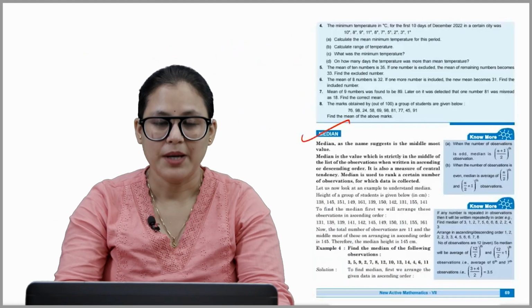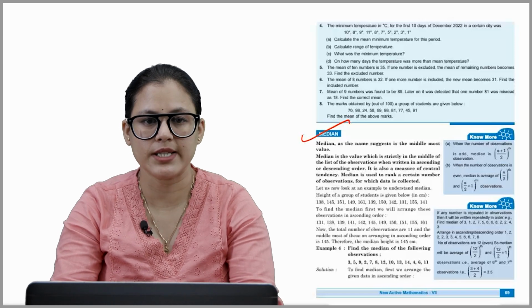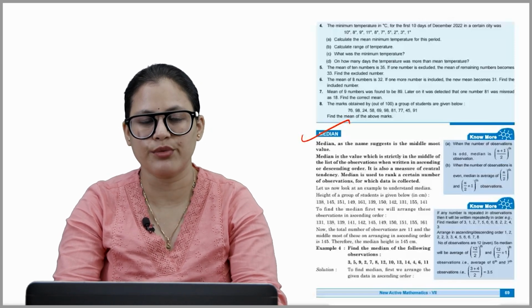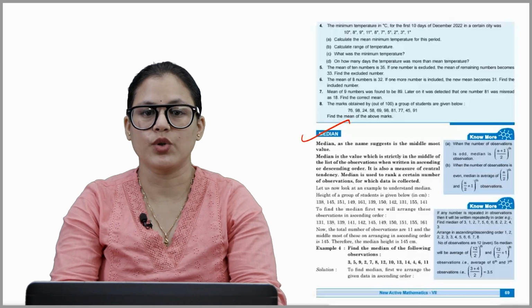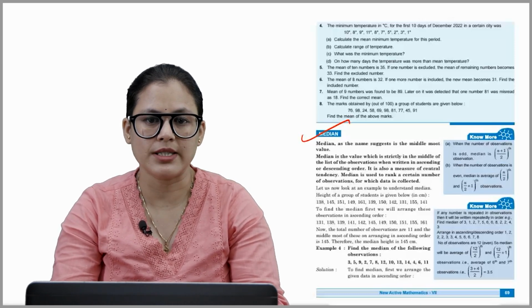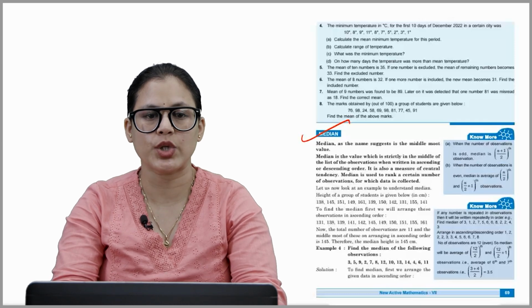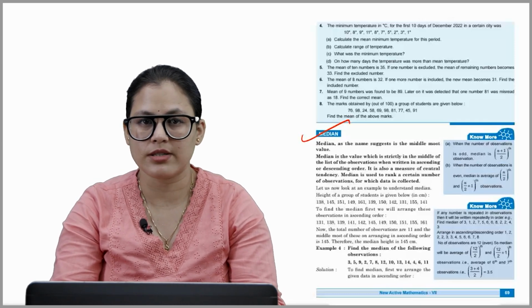Median. Median, as the name suggests, is the middlemost value. Median is the value which is strictly in the middle of the list of observations when written in ascending or descending order. It is also a measure of central tendency. Median is used to rank a certain number of observations for which data is collected. Let us now look at an example to understand median.